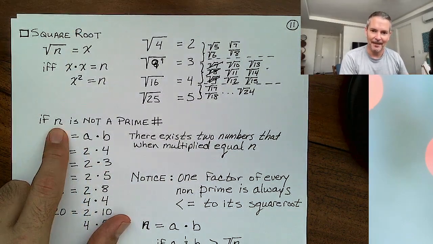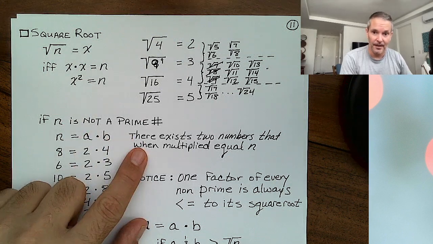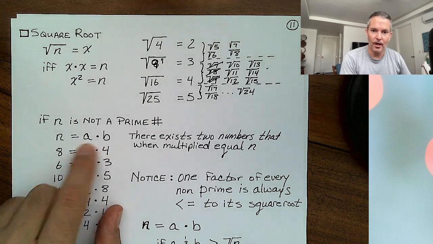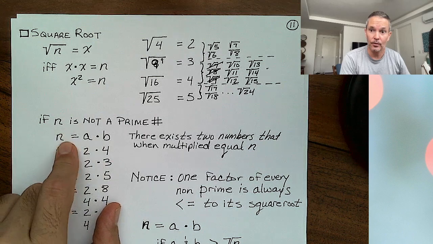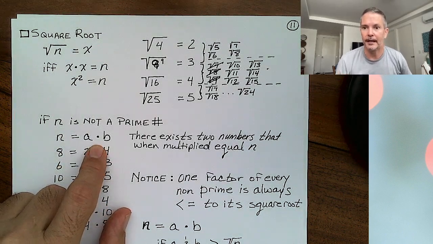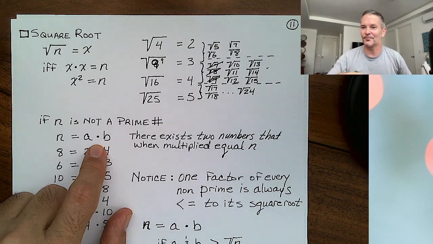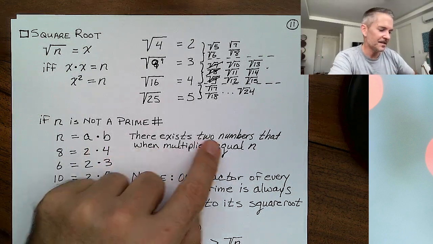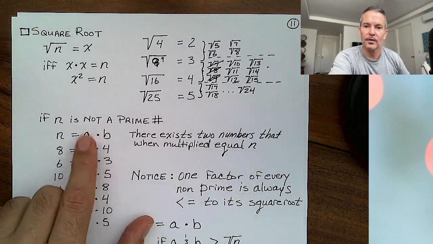If n is not a prime number, then there must exist 2 other numbers that if I multiply them together, they will equal n. 2 numbers besides 1 and the number itself, okay? Because every number is divisible by 1 and itself. All right, so there exist two numbers that when multiplied will equal n.